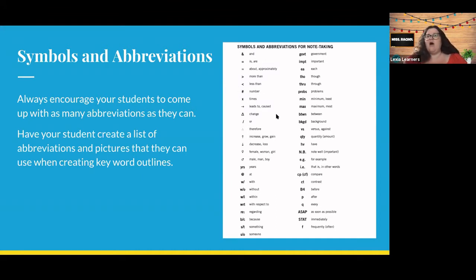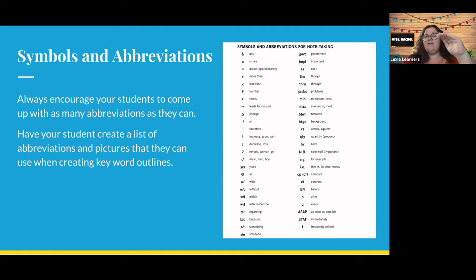Equal or is, I would always have them use an equal sign. It's just so that they have less writing to do, and the less writing they do, the less likely they're going to plagiarize on accident. So if they can really change their outlines into abbreviations or pictures, it's really helpful. And you'll see what that looks like in the next coming slides.